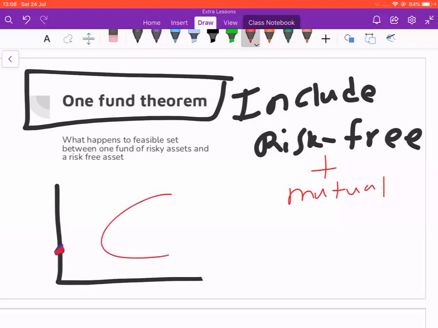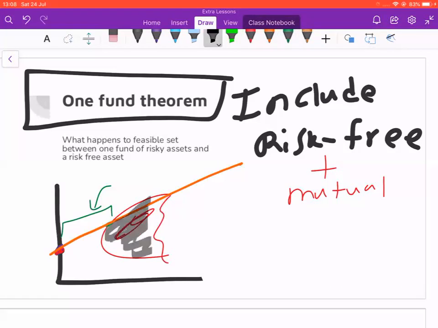Let's say your fund is going to be somewhere here. If this is the case, then your line is going to look like that. You can see that from here to here, this fund is so much better because it gives you a higher return than anything on your risky assets. It gives you a higher return for any given risk.